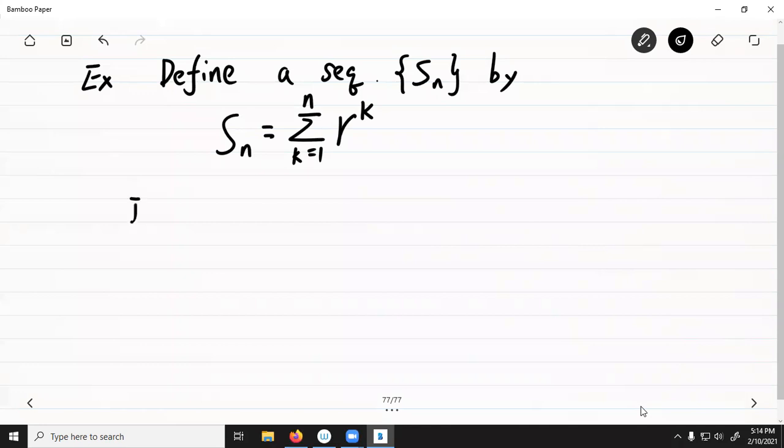Let's look at different cases. If r equals 1, so this is the sum of the geometric numbers, then S of n equals n. So the sequence is actually this one.